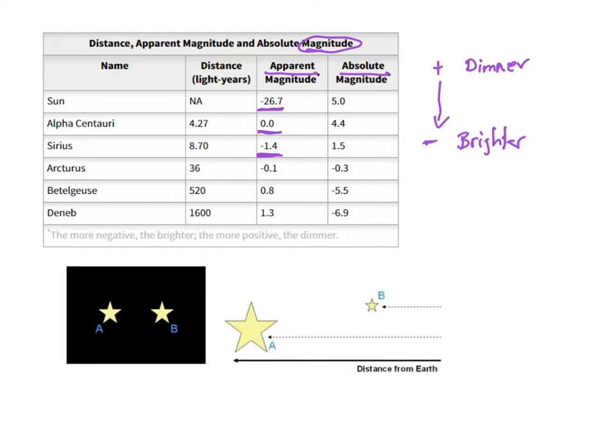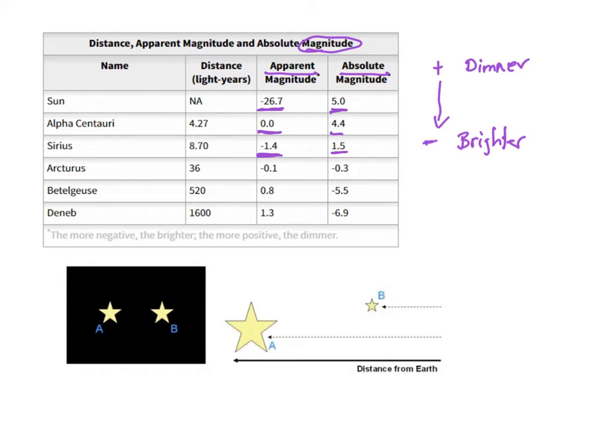Then we have absolute magnitude. Absolute magnitude is as if we took all the stars and put them at the same distance away: how bright would they be relative to each other? This is where we start to see some interesting things. The sun, which was a minus 26 apparent, has an absolute magnitude of 5. So it's a kind of dim, average star. Alpha Centauri is going to be a 4. Sirius is going to be a 1.5.